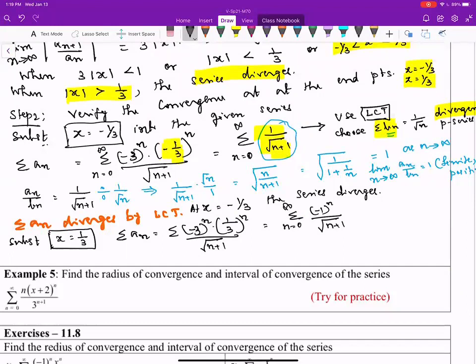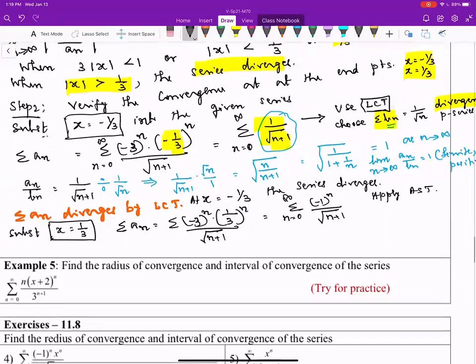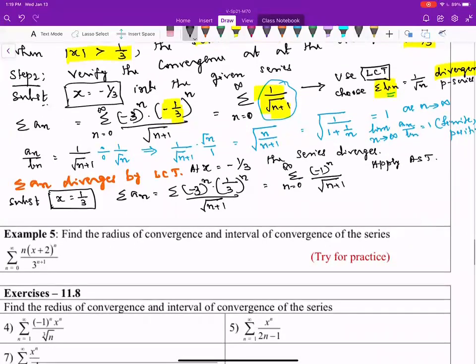Now you would apply the alternating series test. Which means you have to establish condition 1 and condition 2. Condition 1 is the decreasing condition. So you notice that n plus 1 is more than n. This implies 1 over square root of n plus 1 is less than 1 over square root of n, which implies bn plus 1 less than or equal to bn for all n.